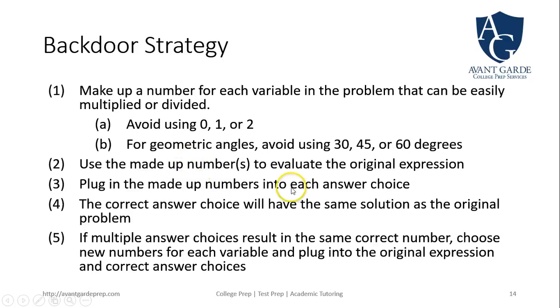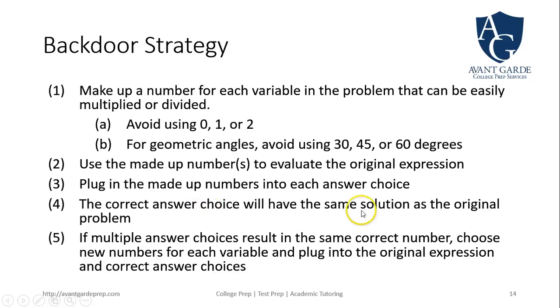You use the made up numbers to evaluate the original expression. So we want to be able to make a number that can be plugged into a variable that will help us to solve the equation or the problem. And then from there, plug the made up numbers into each answer choice. So we're going to solve the original expression, and then once we solve the original expression, we're going to see if that matches up with our answer choice.